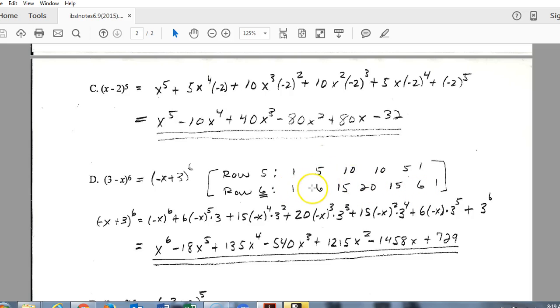Behind each one of these numbers, you would place your a term, which is negative x, and your b term, which is 3. If you did it from here and called 3 your a term and negative x your b term, you would still get the same answer that I'm going to get. So it doesn't matter. It would be in a different order, but order doesn't matter when you're dealing with addition, and so that would be okay.